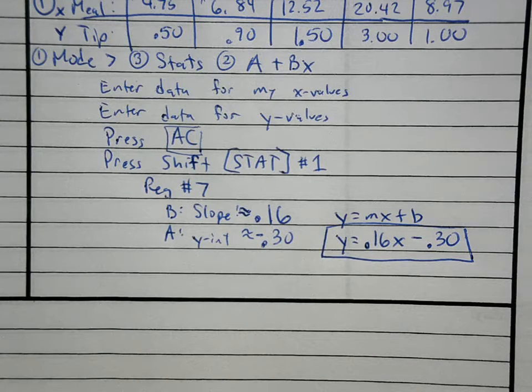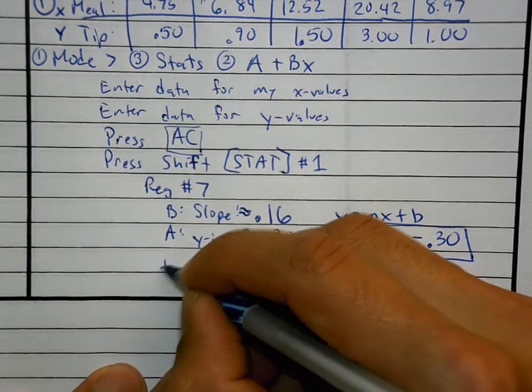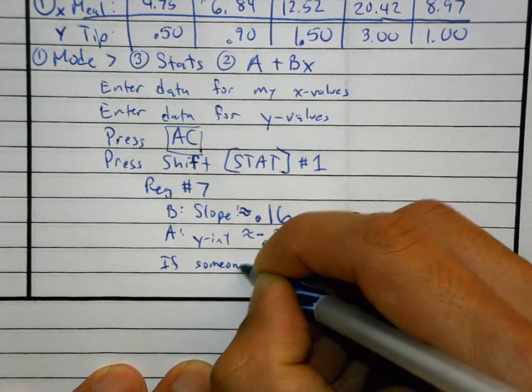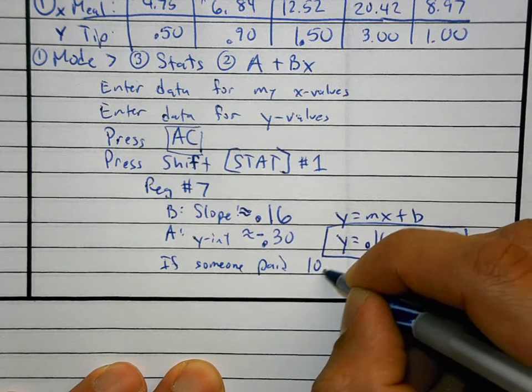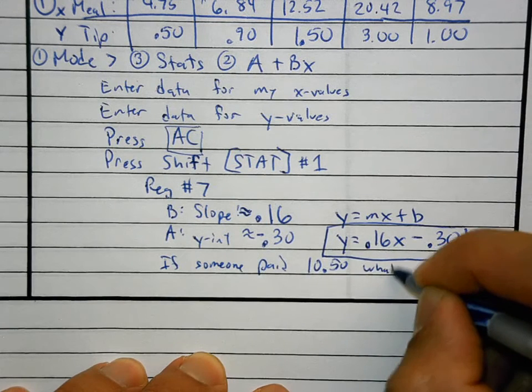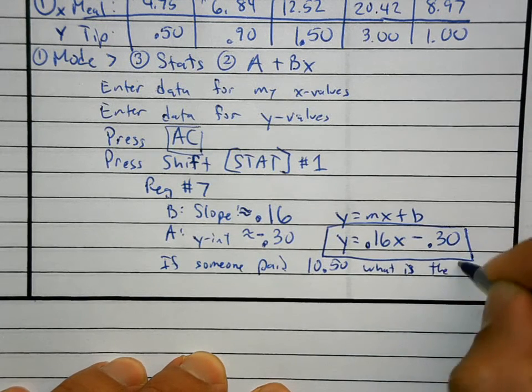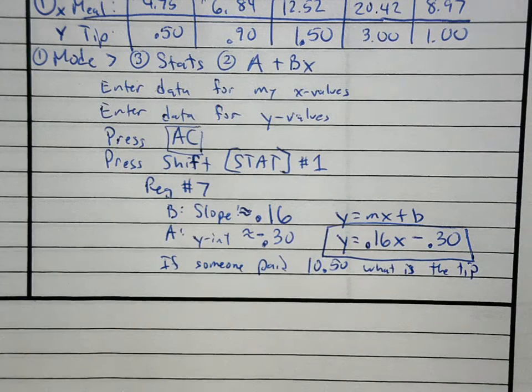You can use it to make a prediction. Matter of fact, this is what it says. It says, if somebody pays $10.50, what do you think the tip is going to be? If someone paid $10.50, what is the tip going to be? Or what is the tip expected is what it says.